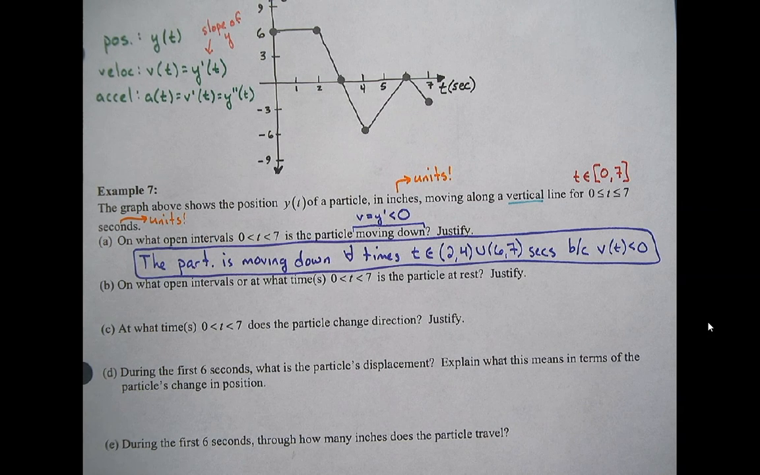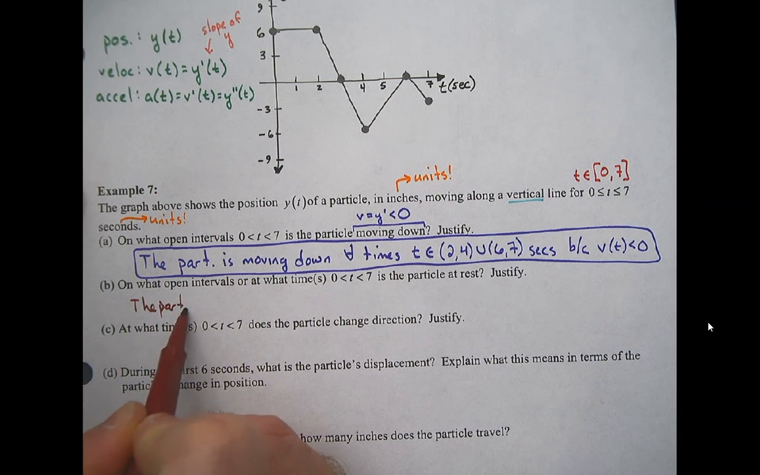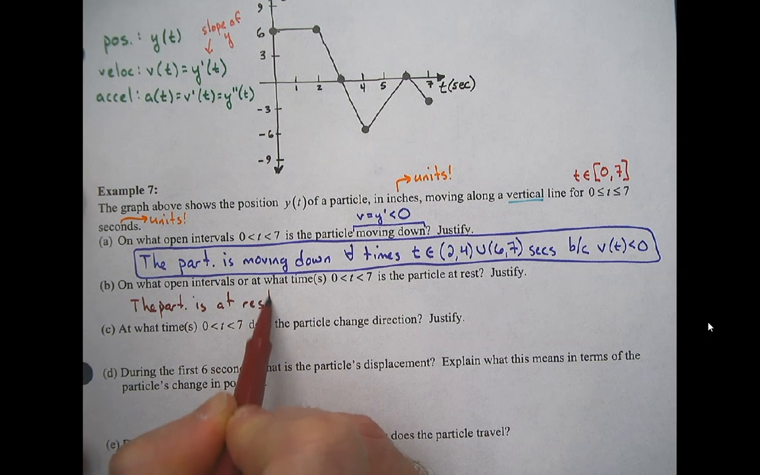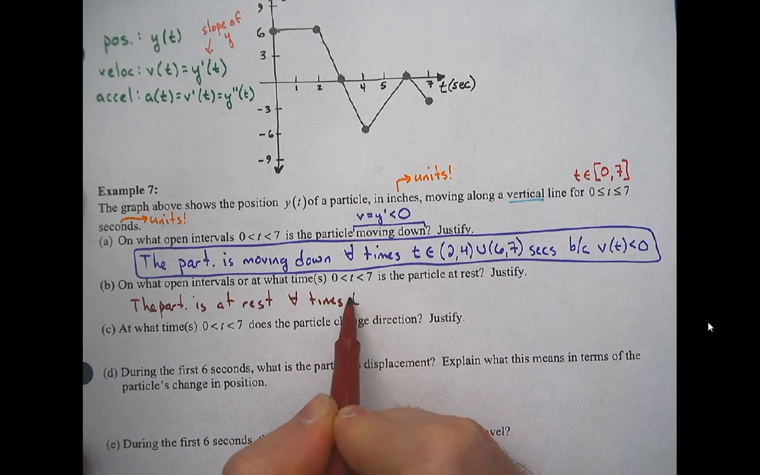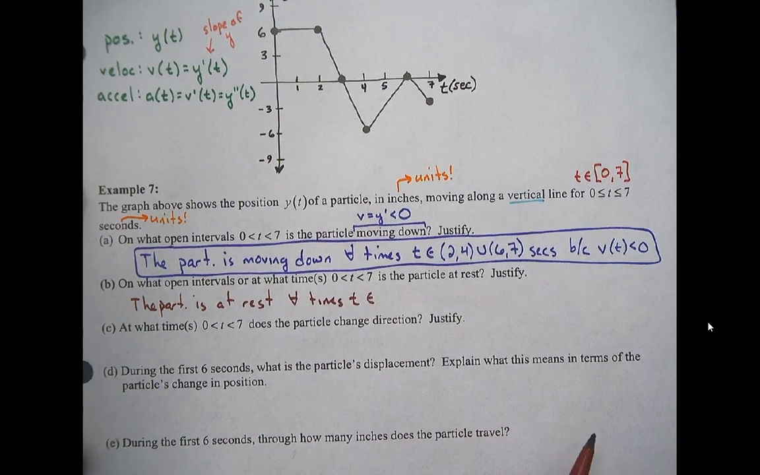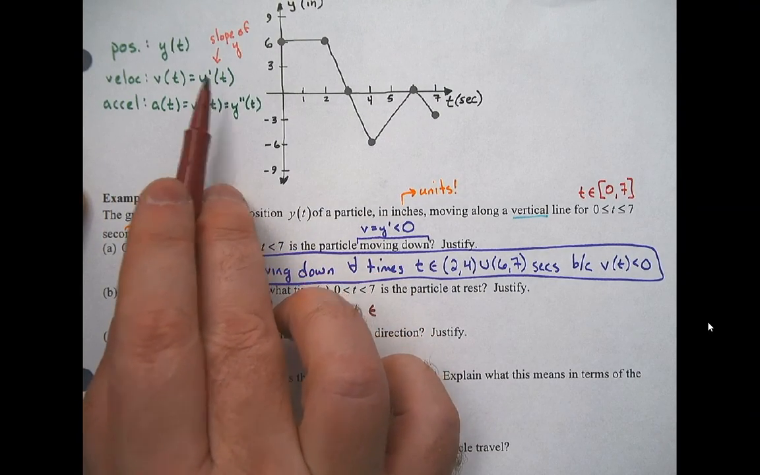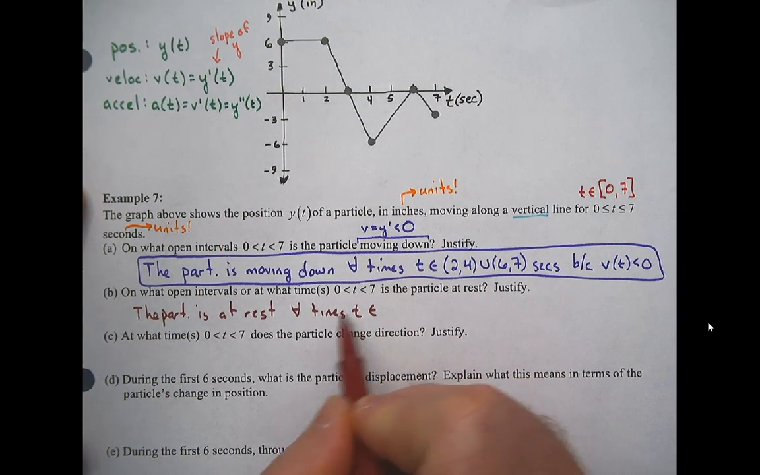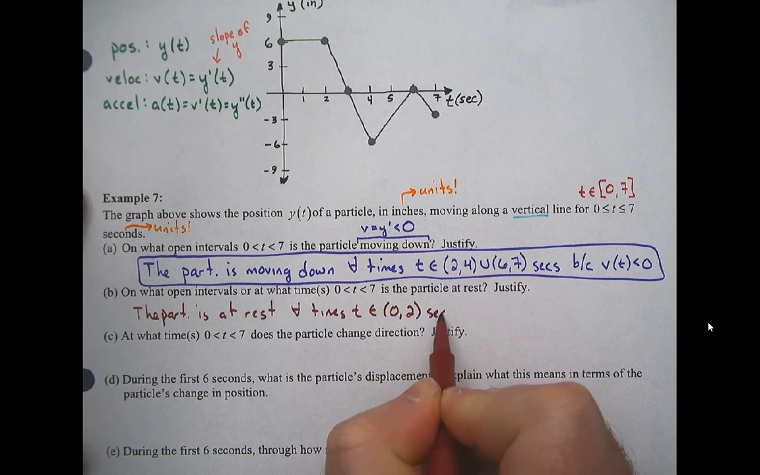Well, the particle is at rest for all times t that are an element of. So we want to figure out, where is the velocity 0? In other words, where is the slope 0? And it looks like from 0 to 2, our slope is 0. For all times t an element of from 0 until 2 seconds.